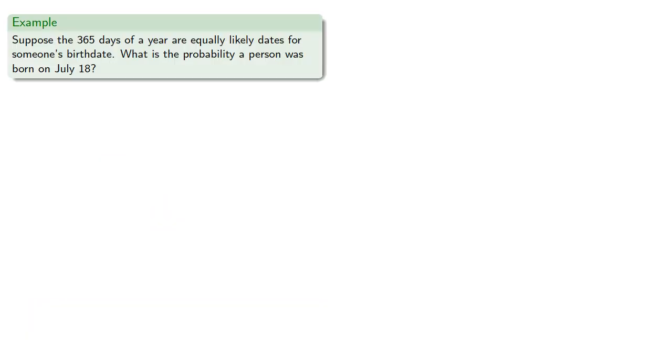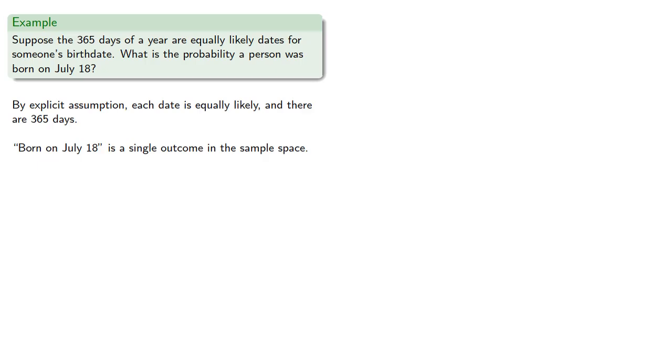So, suppose the 365 days of a year are equally likely dates for someone's birth date. What's the probability a person was born on July 18th? By explicit assumption, each date is equally likely, and there are 365 days, so born on July 18th is a single outcome in that sample space, so the probability is 1/365.